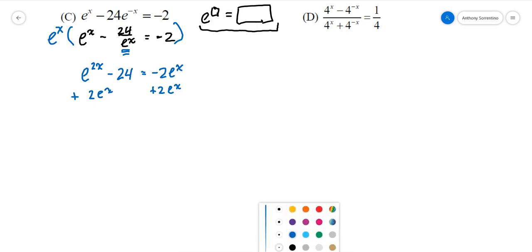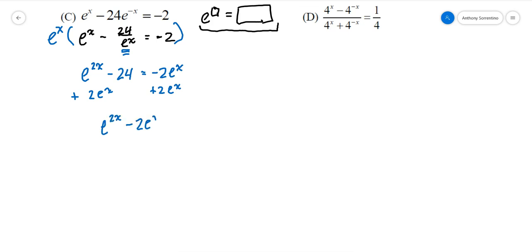And so when I do that, I have e to the 2x minus 2e to the x minus 24 equaling 0. So the question a lot of students start asking is, why did I put it into this format? Well, the reason being is that although it's an exponential equation, it has exponential in it, and I'm trying to solve for an exponential base.